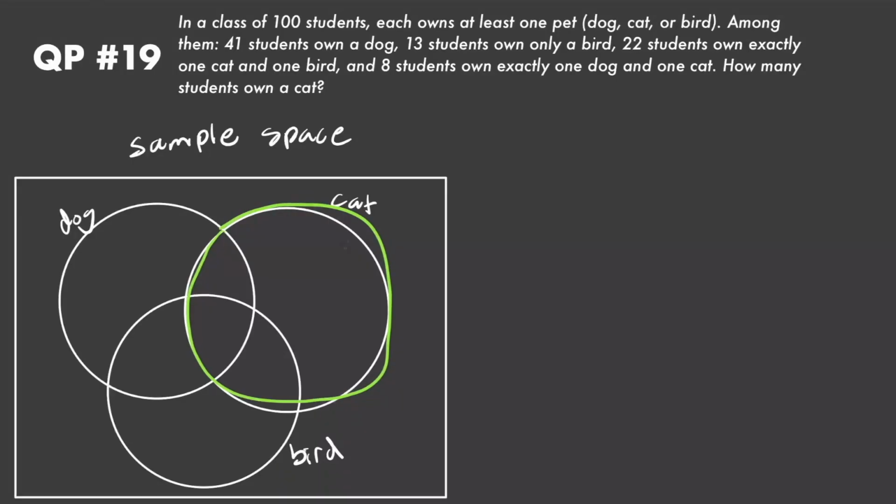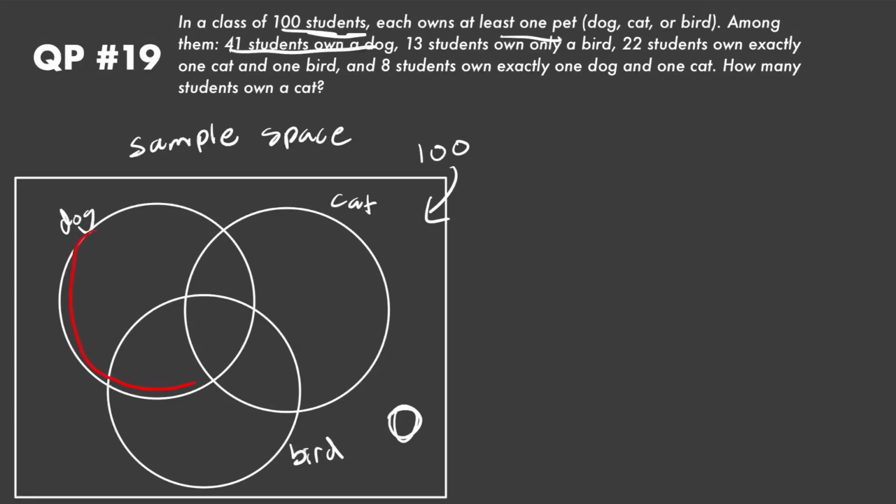The first thing that we're given is that we have 100 students and they all own at least one pet, which basically means we have 100 students in here and 0 of them own no pets. Then we see that 41 own a dog, so that's going to be this circle right here, and we know there's 41 within this circle. Now 13 students own only a bird, so there's going to be 13 here. And 22 students own exactly one cat and one bird, so that's going to be right here. And then 8 students own exactly one dog and one cat, so that should be right here.